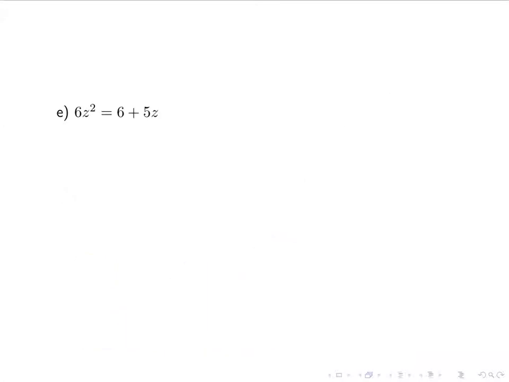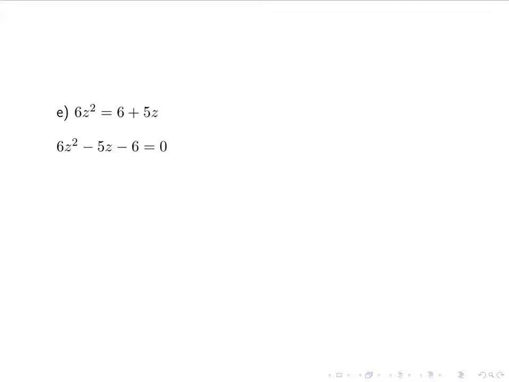So here's another one. 6z squared equals 6 plus 5z. Again, we don't have 0 on one side, so I'm going to put everything on one side. I can either subtract the 6z squared, that would be faster, or a lot of people like it when their leading coefficient is positive, so I can subtract the 6 and subtract the 5z. So I'm going to do it that way just for convention's sake.